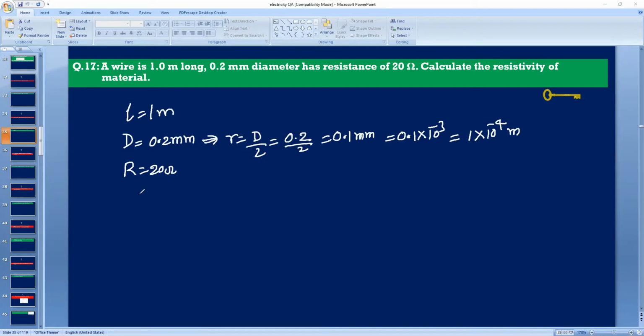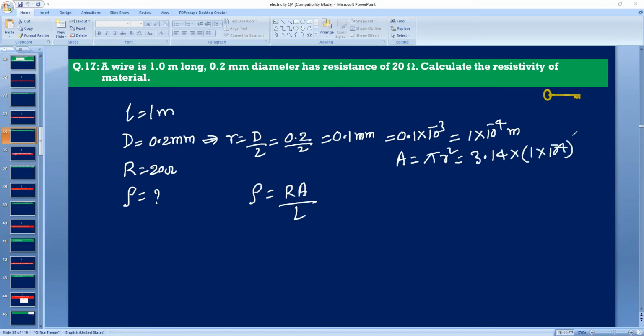Now the resistivity of a material, how much? As per the formula, rho is equal to R into A by L. Now we know the radius. We need to calculate area. Area A is equal to pi R square. So pi value 3.14 into radius 1 into 10 power of minus 4 whole square. We need to substitute over here.